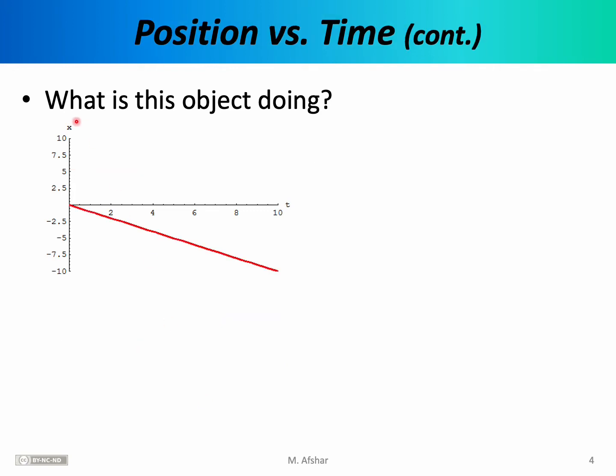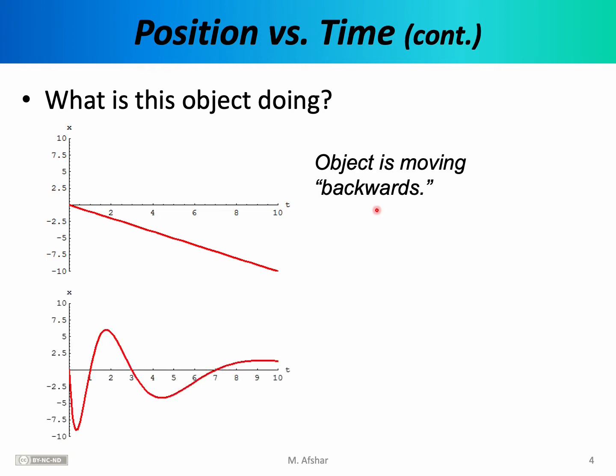Here's another graph of position versus time. In this case, we can see that the object was located at x equals 0 initially at t equals 0, but as time wears on, you can see the x coordinate becomes more and more negative. So the object starts at x equals 0, and then it gradually goes to minus 2.5, and then minus 5, and minus 7.5. And finally, after 10 seconds of motion, its x coordinate is minus 10. Clearly, this is an object that is moving, and we can say that this object is moving in the negative x direction, or just more simply, the object is moving backwards.